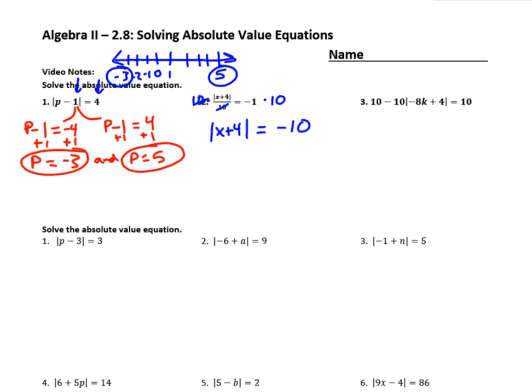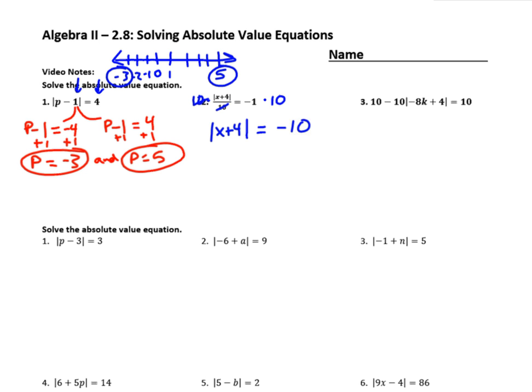Now I want to know what is negative 10 units away from negative 4. That's what the question asked me. Well, I can't go a negative 10 distance. I can't walk negative 10 miles. I can walk 10 miles, and it's either in the left direction or right direction if we're on a straight line. I can't go and walk negative 10. So there's no solution here. There are options of no solutions.